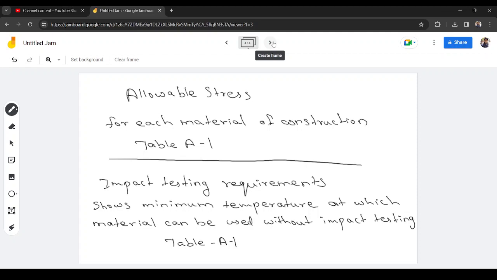That's it for this video. This was just the introduction for this series. In the next video, we'll be talking about the first chapter, which is going to be the scope of the ASME B31.3 process piping code. Thank you. In the next video, we'll be talking about ASME B31.3 in much more detail in this series. Thank you.